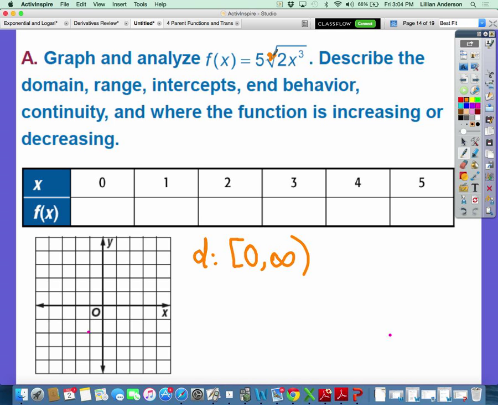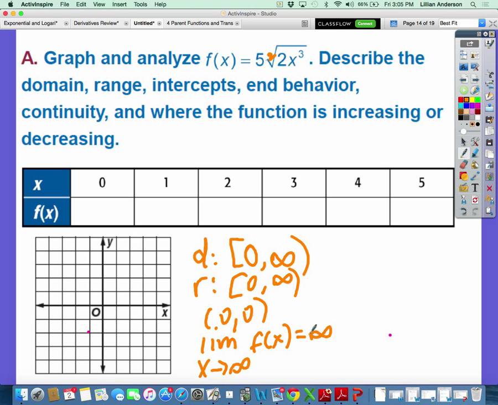There we go. What's the range? What did you guys get? 0 to infinity. 0 to infinity, very good. Do I have any intercepts? No. In end behavior, do I have both left and right or only one side? Right. So that's to infinity. Very good. Continuous? Yes. Add that together. Increasing or decreasing? Increasing, from 0 to infinity.